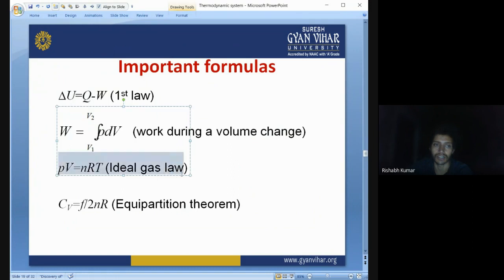This we got from the ideal gas laws, from the combination of Charles's law, Boyle's law, and Avogadro's law for an ideal gas. When we combine those, we get PV equals nRT, where P is the pressure, V is your volume, n is the number of moles, R is the universal gas constant, and T is the temperature.